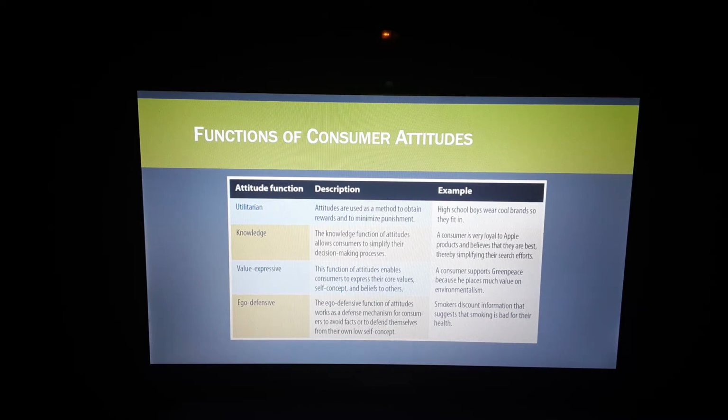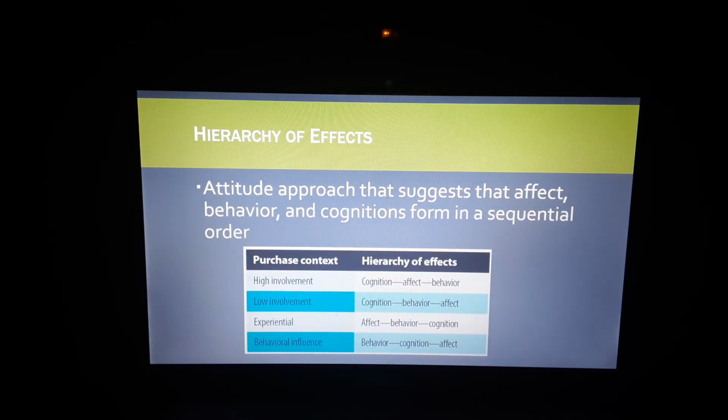And then finally, ego defensive. The ego defensive function of attitudes works as a defense mechanism for consumers to avoid facts or to defend themselves from their own self-concept. This connects to when we talked earlier about brand personality, so to speak. Smokers who discount information that suggests smoking is bad for their health would be ego defensive, trying to maintain their self-esteem. So there's this whole idea of hierarchy of effects.